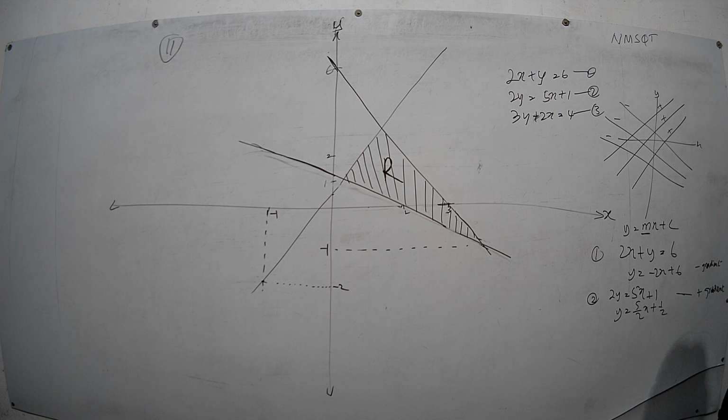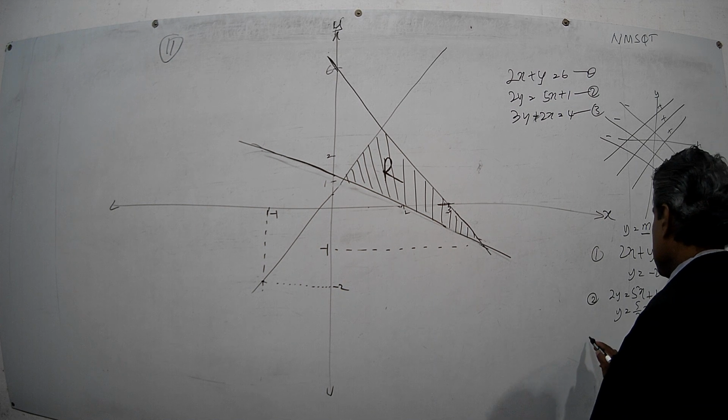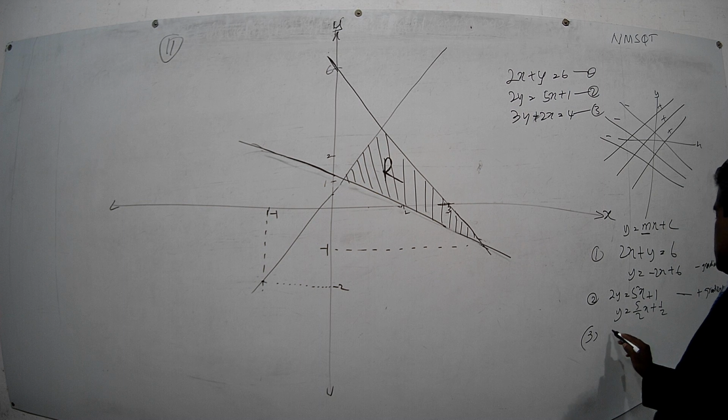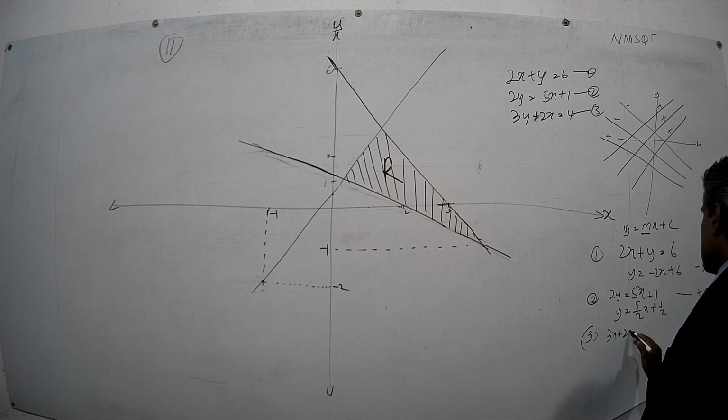Positive gradient, right? That is positive gradient. Then the third one we'll try. The third one is 3y plus 2x equals 4.